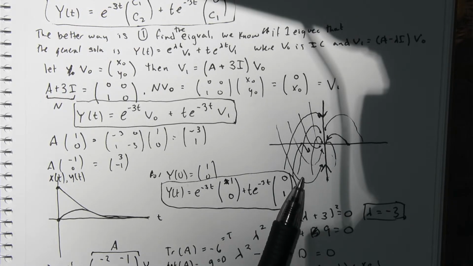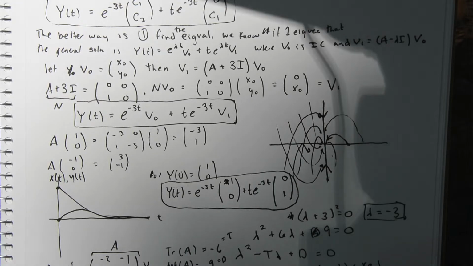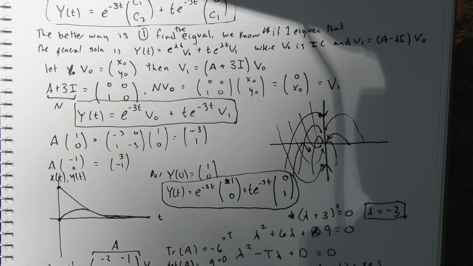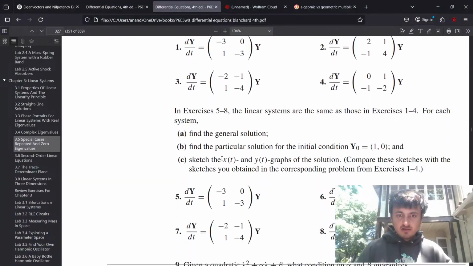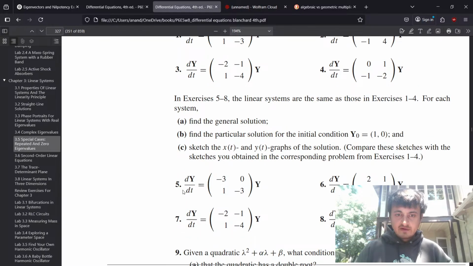I love looking at this. I don't know why, but this looks so cool. This weird curved grid. All right, so we can now move on to the next problem. We're doing all of the odds. So we actually did just do 5 and 7.